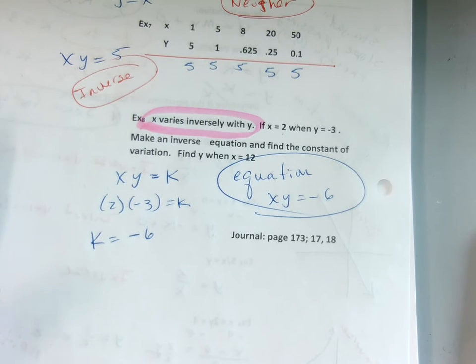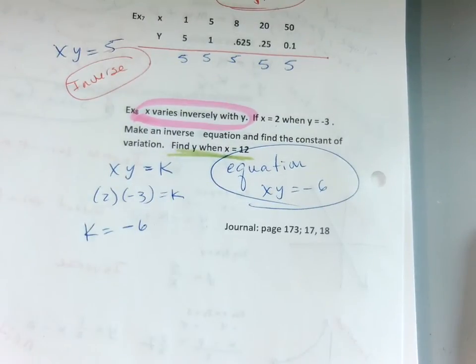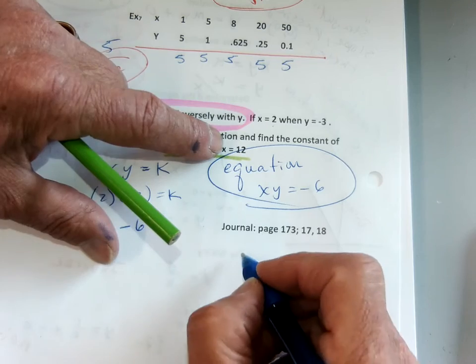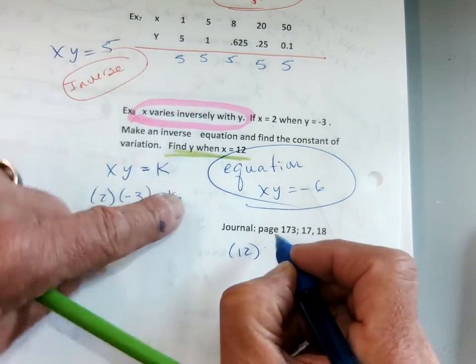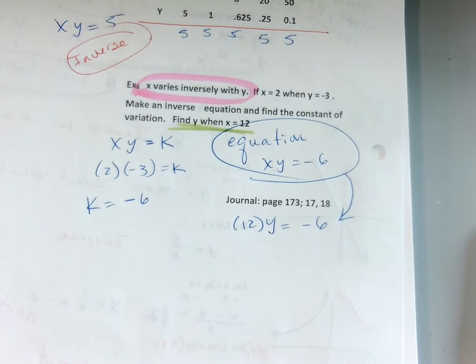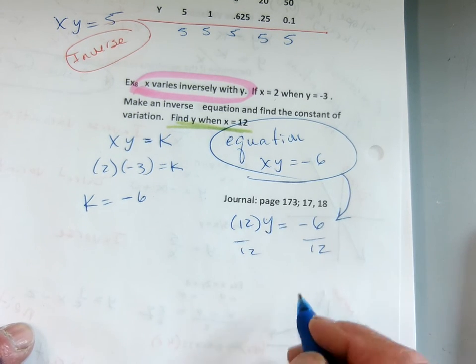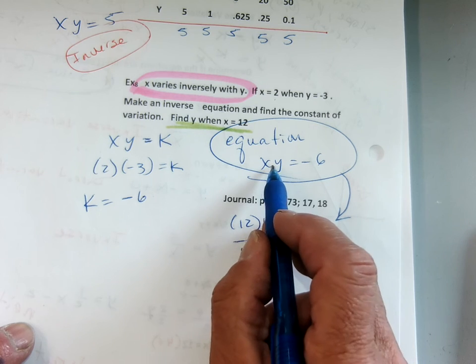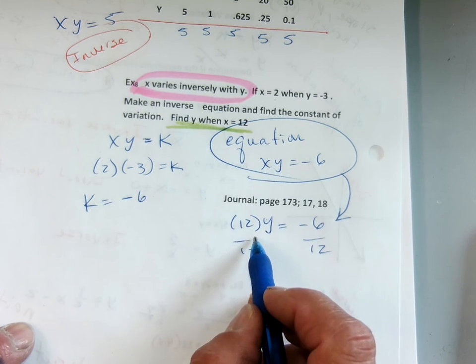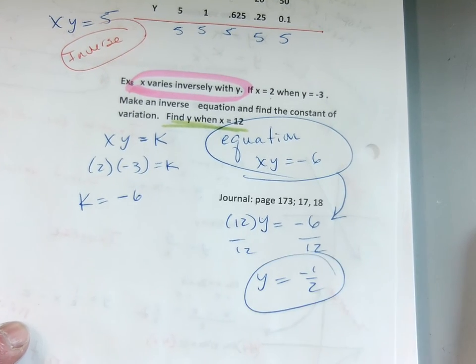Now let's use my equation. I got one last question in here: find y when x is 12. Let's plug in my 12. So 12 times y equals negative 6, right? Divide by 12. Why would you divide and not subtract? What does xy mean? So y equals negative 6/12, or negative 1/2. You okay with that? That's all I have.